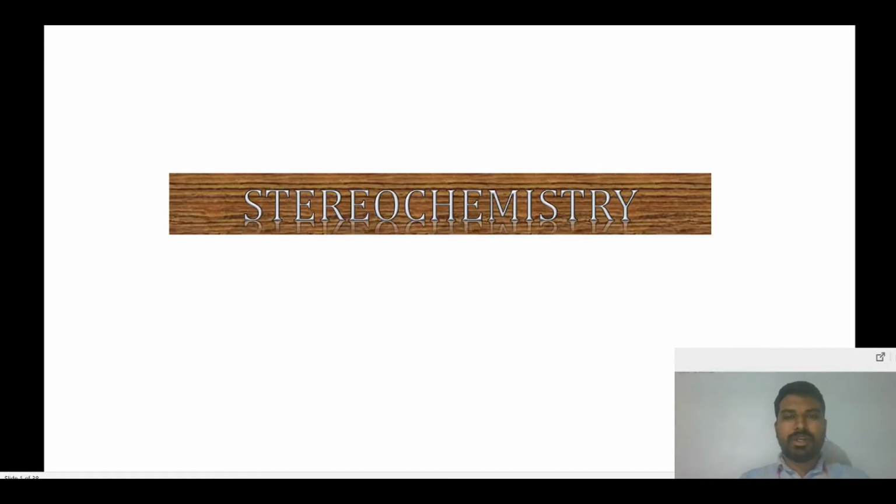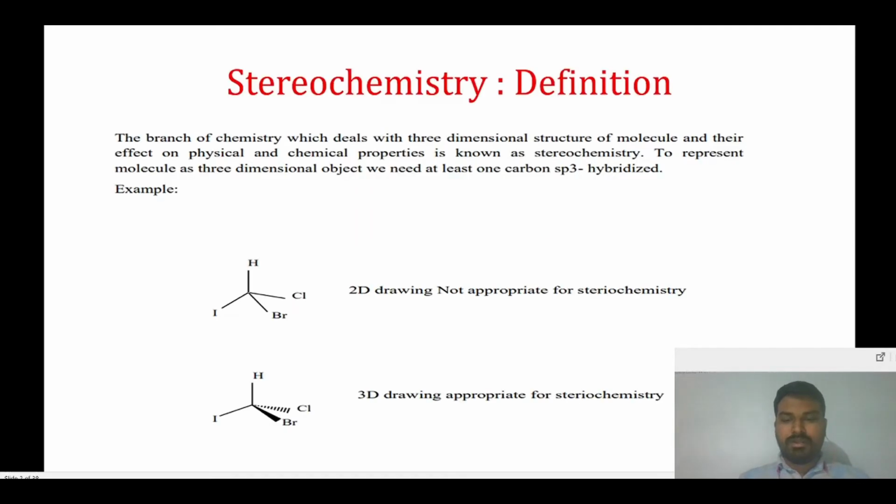We will start with our topic, that is stereochemistry. Stereochemistry is the branch of science which deals with the three-dimensional structure of molecules and their effect on physical and chemical properties. To represent a molecule as a three-dimensional object, we need at least one sp3 hybridized carbon. We have given some examples over there.